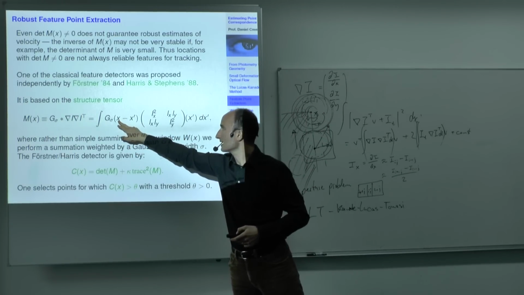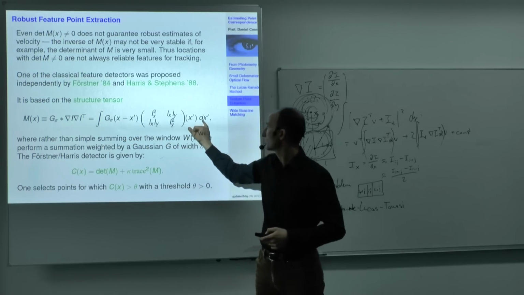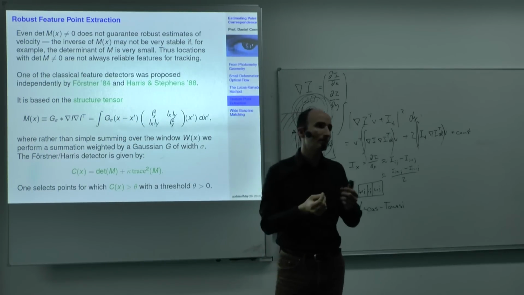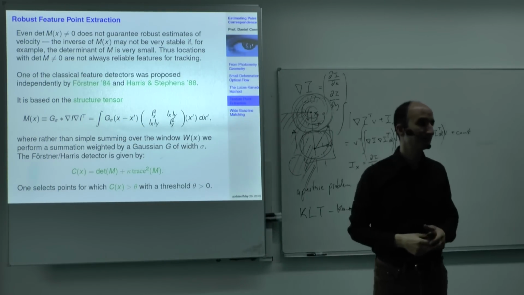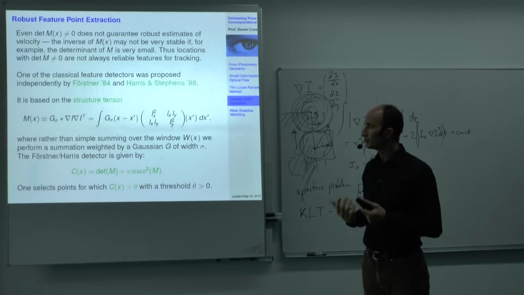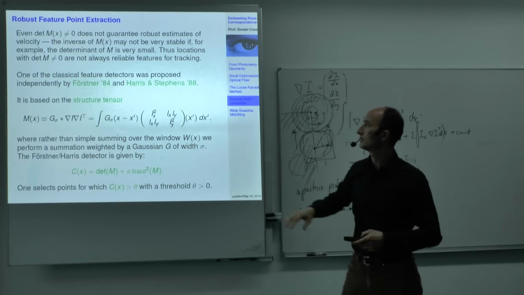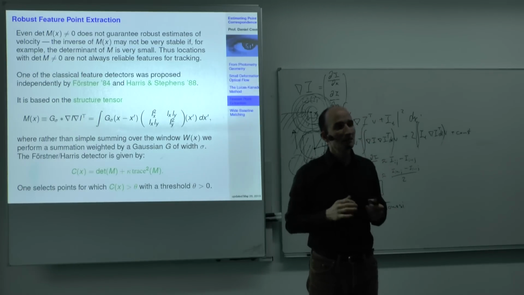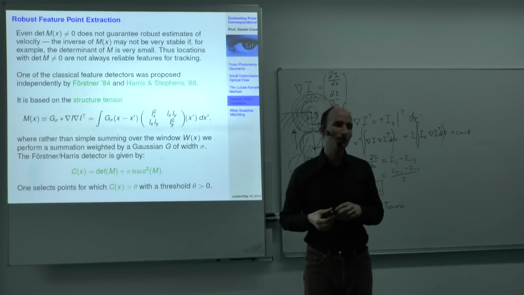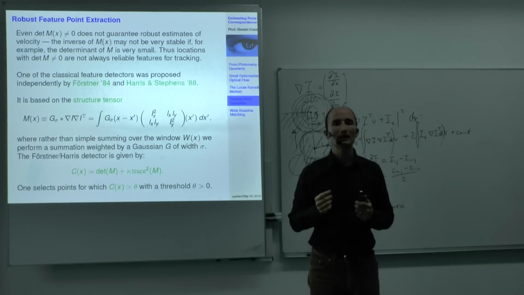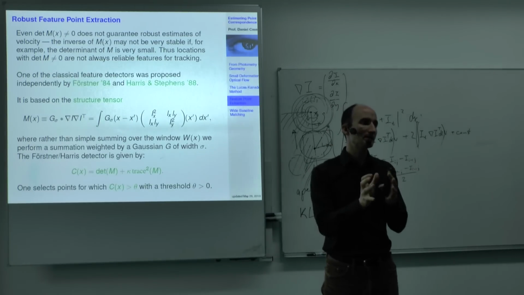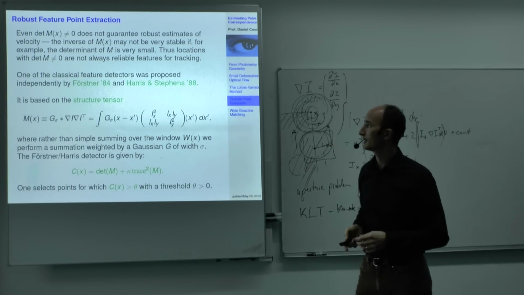So x is the center point, x prime is the current point, and the Gaussian is such that the further away I go from the center, the smaller the weight. So I can do the same as with a standard structure tensor, but I put more emphasis on the center. The differences are not huge, one should say, but typically the estimates will be improved because you emphasize the center more than the surrounding area.